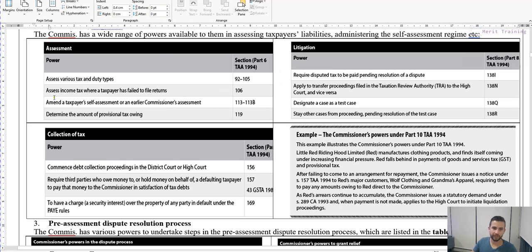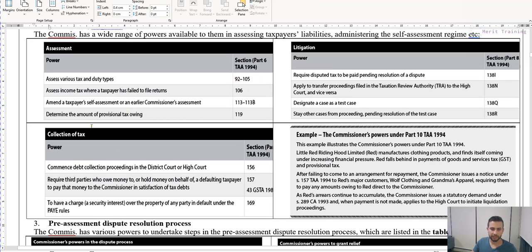They also have the power to amend a taxpayer's self-assessment, right? So even if the taxpayers lodge something, they can just go and change it themselves and just issue them the new tax payable amount. And they can also determine the amount of provisional tax owing. And the relevant section from the Tax Act is listed on the right-hand side.